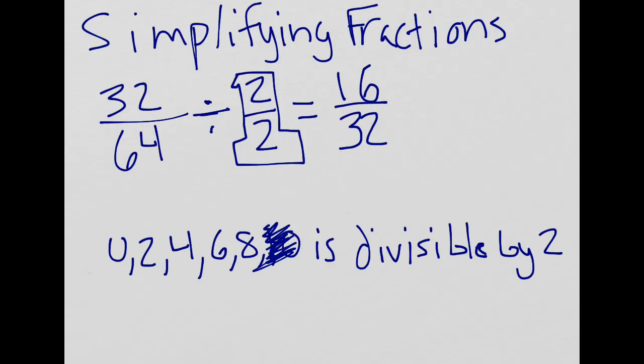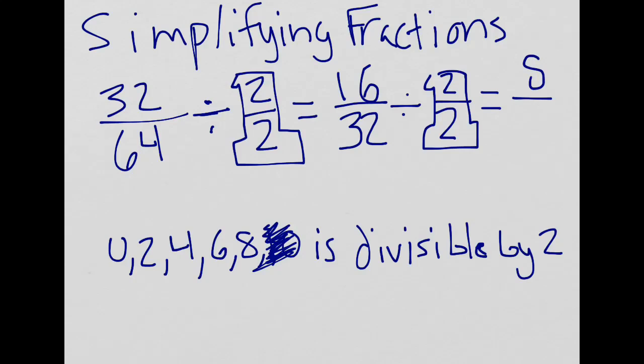If I didn't know that, I could do it off to the side, but I still have a fraction that can be simplified. So once again, I'm going to divide it by a onesie. When I look at that number, I see that 16 ends in a 6 and 32 ends in a 2, so it can still be divided by 2. They're both even numbers. So 16 divided by 2 is 8, and 32 divided by 2 is 16.